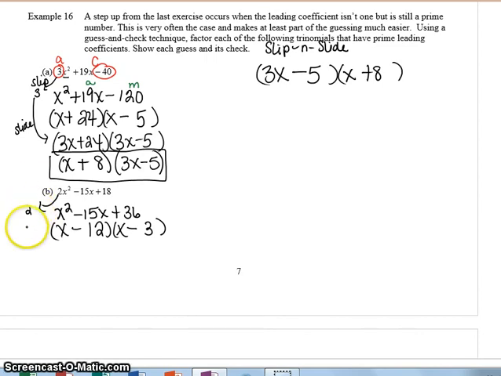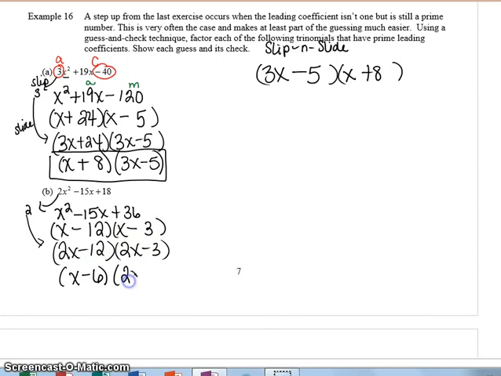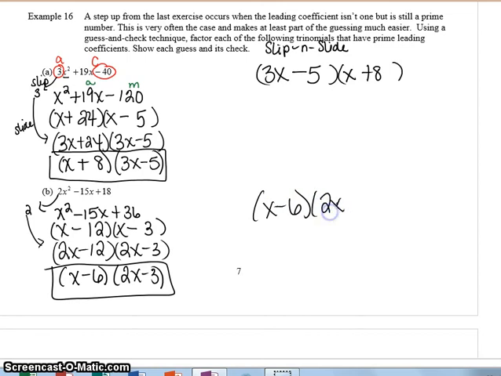All right, now you slip the 2 back in the front. So I write 2x minus 12, 2x minus 3. Again, the hard part. Reduce your binomials, but do not write down what you reduced it by. So in this case, I can reduce them both by 2. So if I divide that by 2, I'm left with x minus 6. Over here, 2 and 3 are both prime. Nothing reduces. I get 2x minus 3. So this is my answer. And I'm left with x minus 6 times 2x minus 3. And again, this is called the slip and slide method.